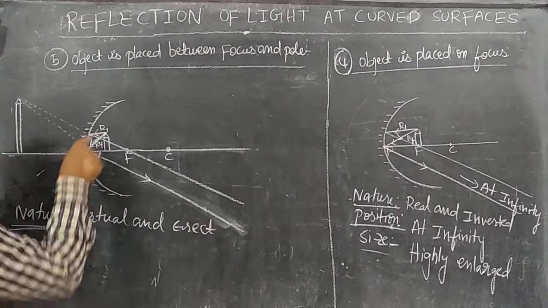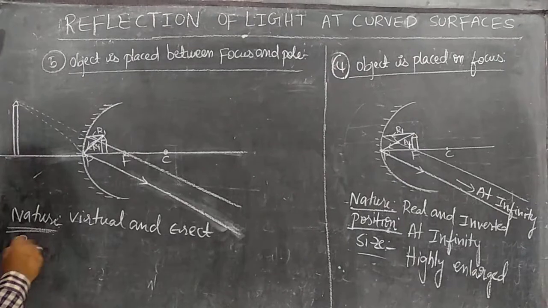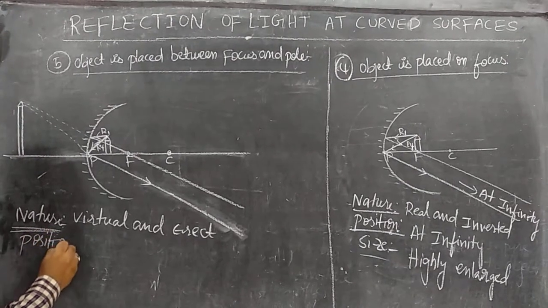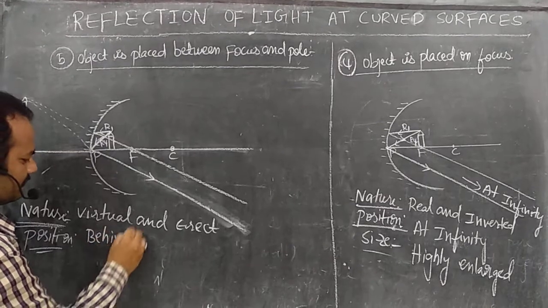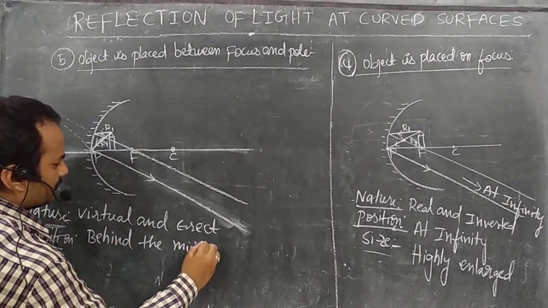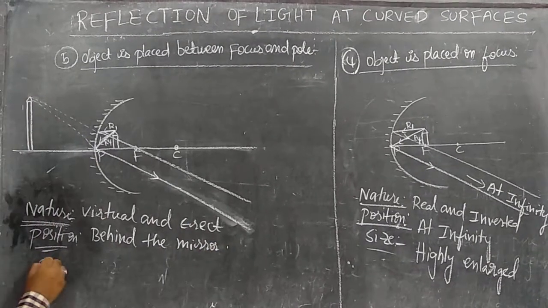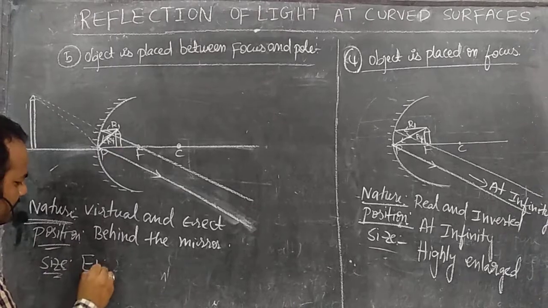What is the meaning of erect? Erect means straight. How the object is looking straight, the image is also straight. What is the position? Where did you get the image? Behind the mirror. The size compared to the object: the size is looking big, enlarged.